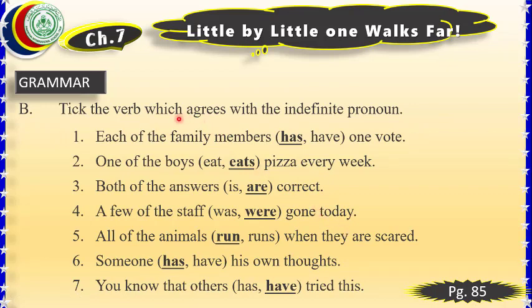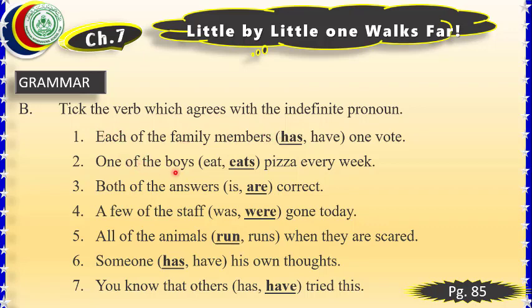Dear students, in this exercise, we are set to tick the verb which agrees with the indefinite pronoun. Each of the family members has. Try to understand here. I shall try to explain it. Here is written members. Don't look at this. Look at the whole. Each of the family members. This verb should agree with each. Each means every one. When here is one, you will write here has. Family members are many, but we are addressing here each one, every one. That is why here will be has.